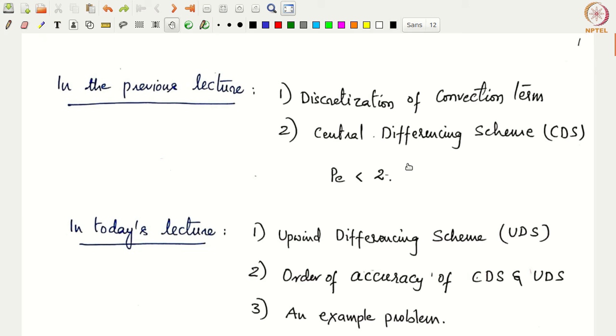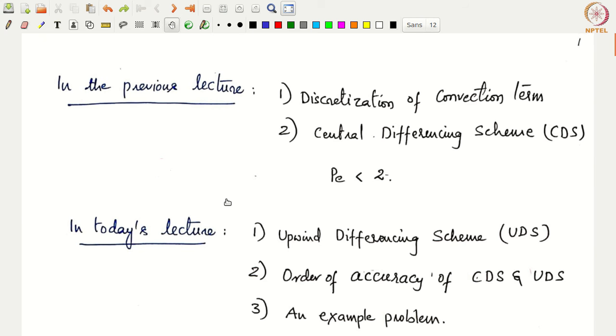Okay, now we also saw that this central difference scheme produces negative coefficients, and in order to avoid getting these negative coefficients, we have to choose our grid such that the cell Peclet number should be less than or equal to 2, right? That's what we discussed in yesterday's lecture.